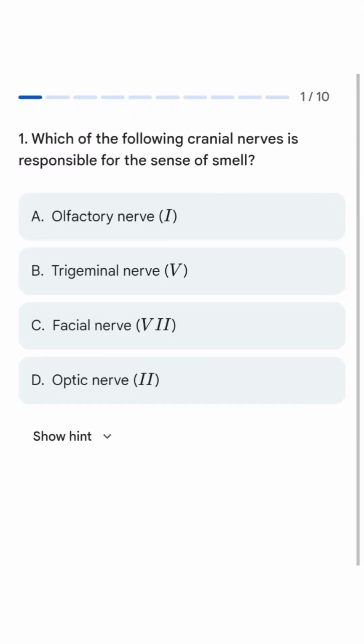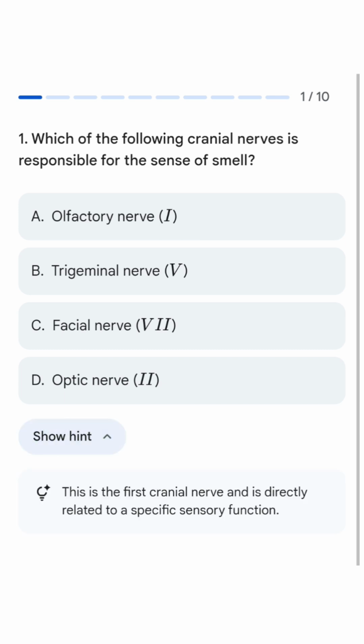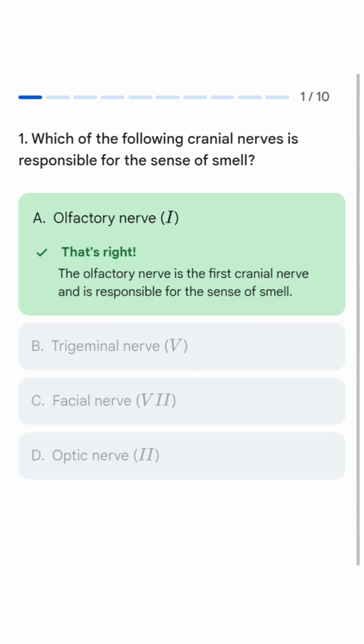Which of the following cranial nerves is responsible for the sense of smell? Olfactory nerve, trigeminal nerve, facial nerve, optic nerve. The hint is this is the first cranial nerve and is directly related to a specific sensory function. Olfactory nerve is the first cranial nerve and is responsible for the sense of smell.